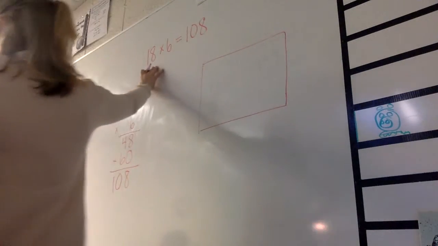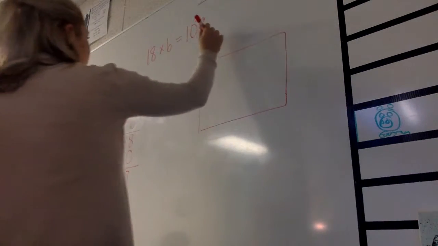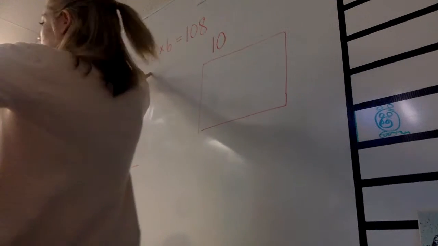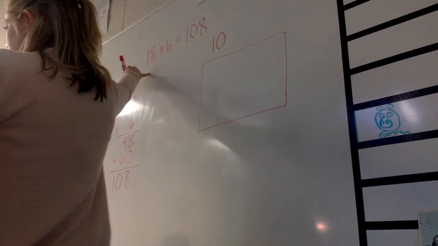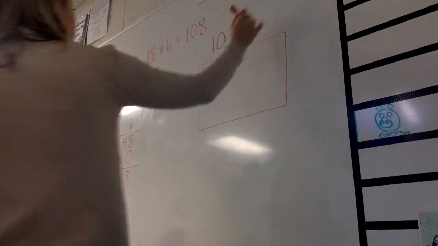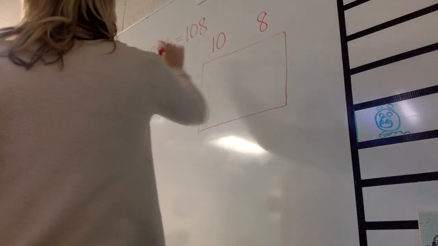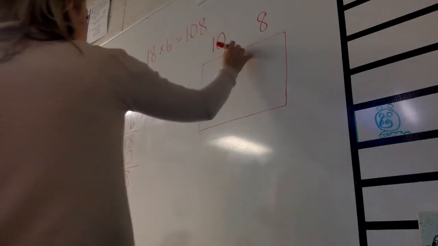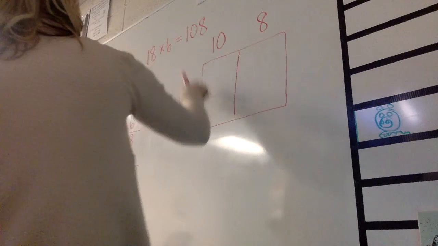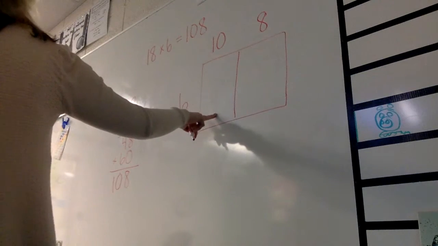So if I want to break up 18 times 6 in an area model, I would do 6. And then how can I break up 18? 10 and 8. And then do I have to break 6 into anything else, or is that good? That's good. So if I have 6 times 10 here, what would go in this spot?